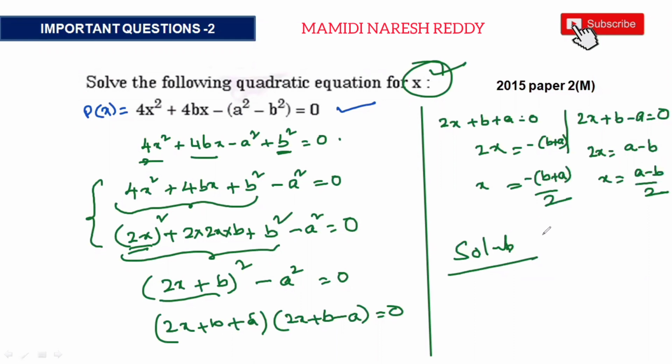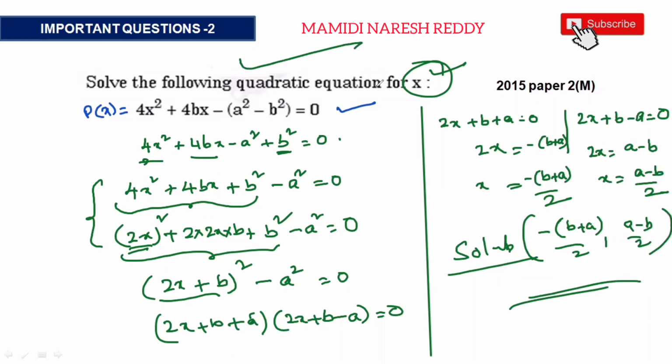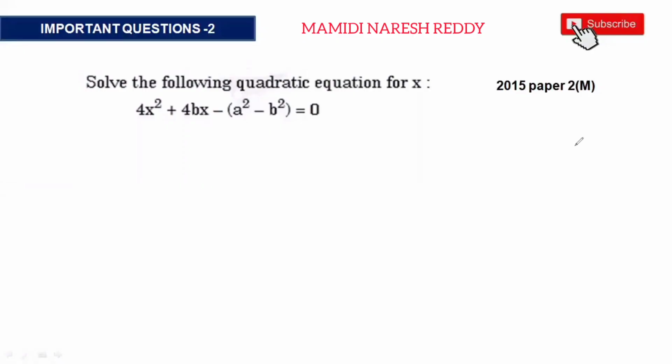this we can write as minus of (b plus a) by 2, comma, (a minus b) by 2. So this is the solution of the given quadratic equation here. I hope you understood. So let us go to the next problem now. Let us see the next problem.